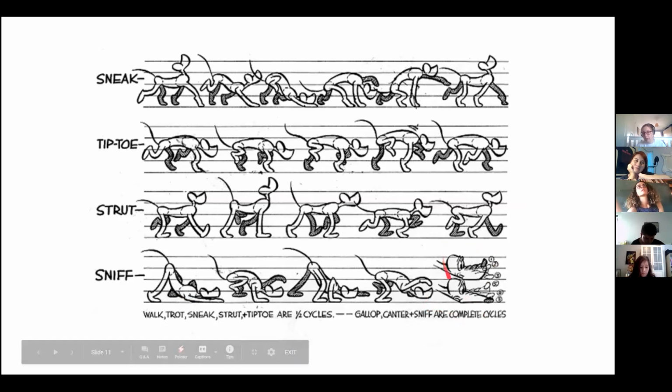And even here you have some frames of the nose moving up and down on the ground, sniffing.